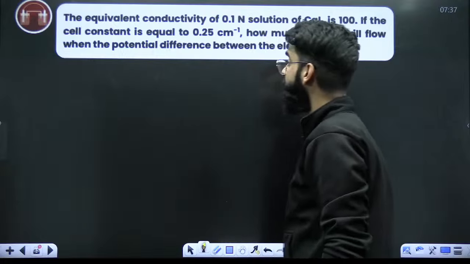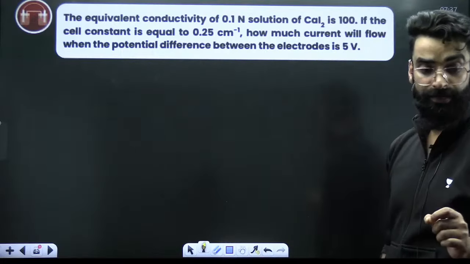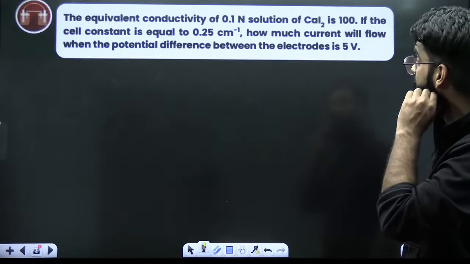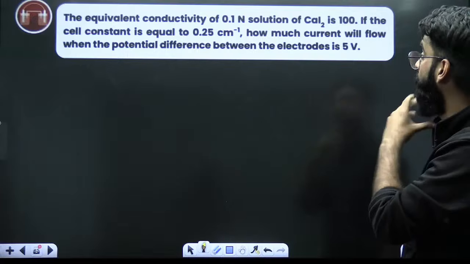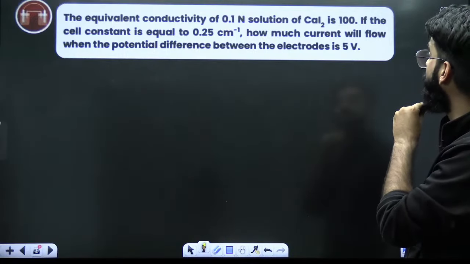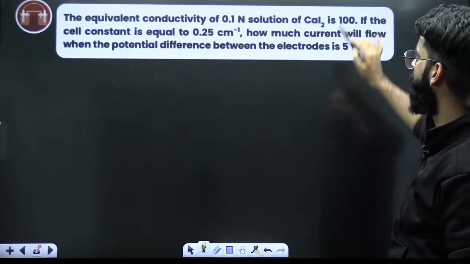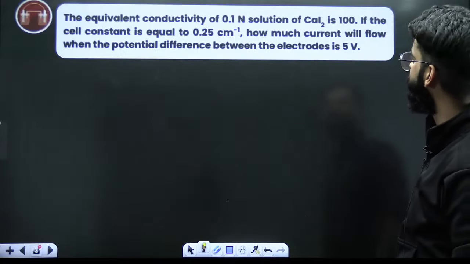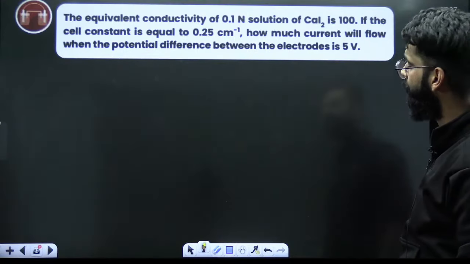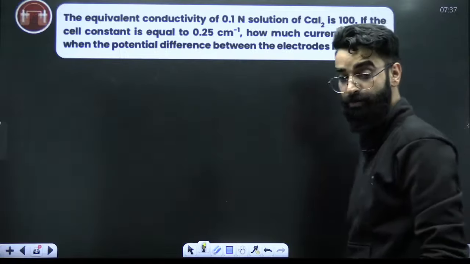Let's have a look at this question. The equivalent conductivity of 0.1 normal solution of CaI2 is 100, and its units, you already know, it is Siemens centimeter square per equivalent. If the cell constant is this much, how much current will flow when the potential difference between the electrodes is 5 volts?